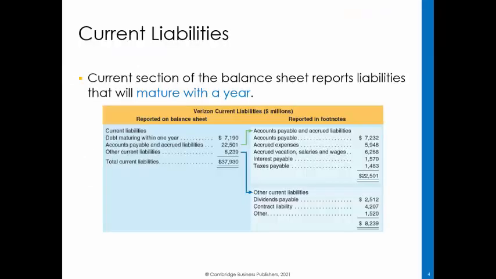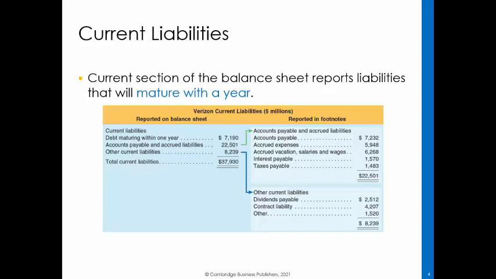The current liabilities section of the balance sheet reports liabilities that will normally mature within 1 year from the balance sheet date. The information that Verizon Communications provides for current liabilities in the 2018 annual report and footnotes are shown on this slide. The total current liabilities of $37,930 million includes the usual categories of debt maturing within 1 year and shorter debt.